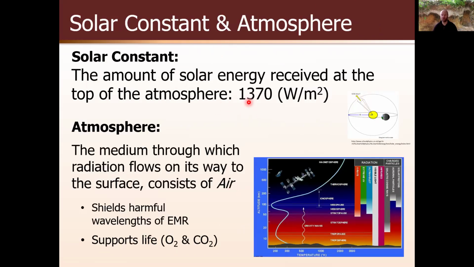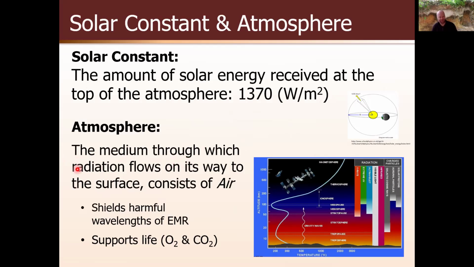And literally, it's quantified at 1,370 watts per meter squared. And so at any moment right now, there's exactly 1,370 watts per meter squared of energy from the sun that's reaching the outermost edge of Earth's atmosphere. And so moving forward, we're really going to start examining what happens to that amount of energy between the top of the atmosphere and Earth's surface, which is known as our atmosphere.